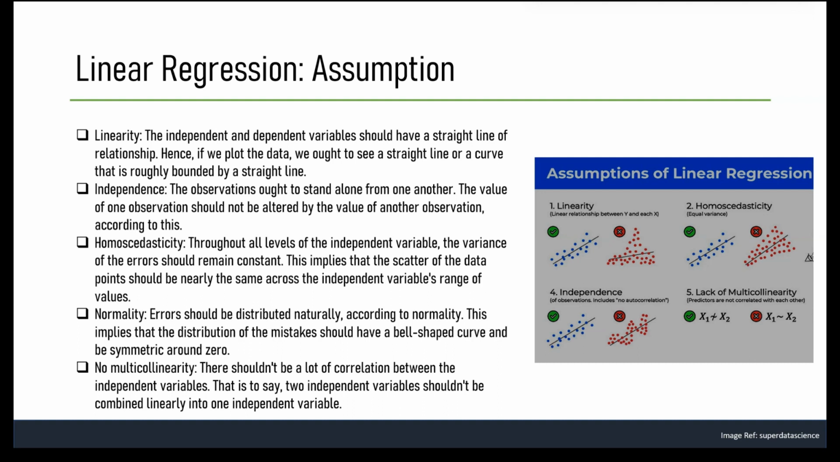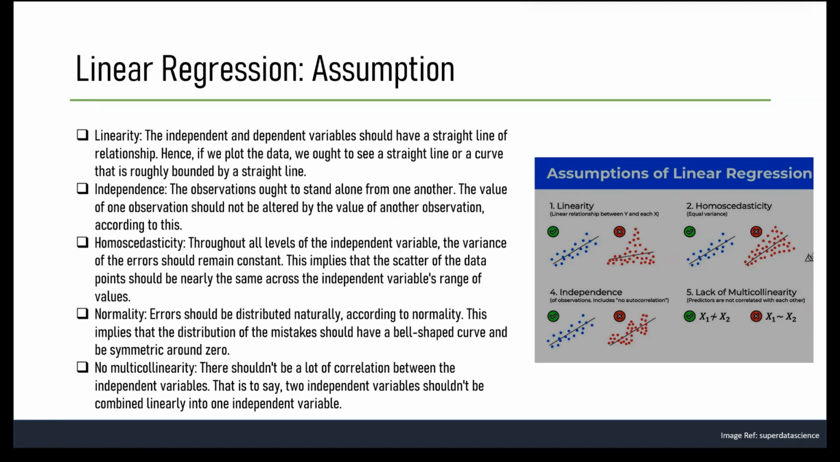Next is independence. What does independence say? The observations should be independent of each other. This means that the value of one observation should not be influenced by the value of another observation. You can look at these images: this is how it should look, and this is how it shouldn't look. For example, if you are studying the relationship between age and income, the income of one person shouldn't be influenced by the income of another person. That is what independence means.